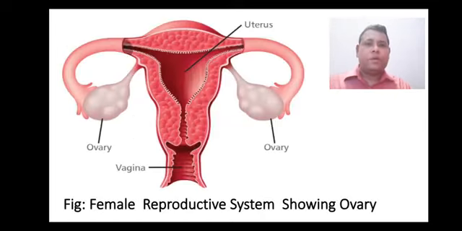So you can see the female reproductive system showing the ovary. The different parts: one pair of ovaries, left ovary and right ovary. And you can see the clear-cut sections, and the location of the uterus and the left and right lobes of the ovary.